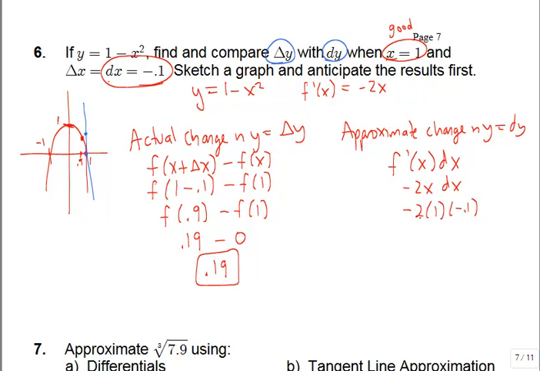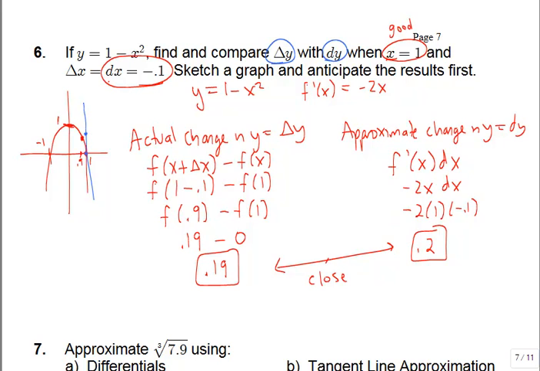So negative 2 times 1 times negative 0.1 becomes positive 0.2. If you compare these two results, you can see that they are very close. The approximation using the differential ended up being a little bit bigger, just like we saw on our tangent line. This y value was a little higher than the red dot would have been. So that's why this change in y is a little bit bigger, but it's still relatively close, so it would be a good approximation.